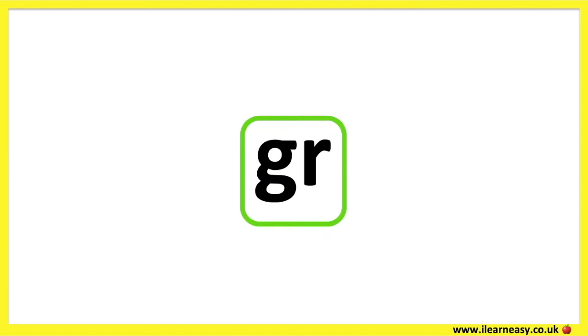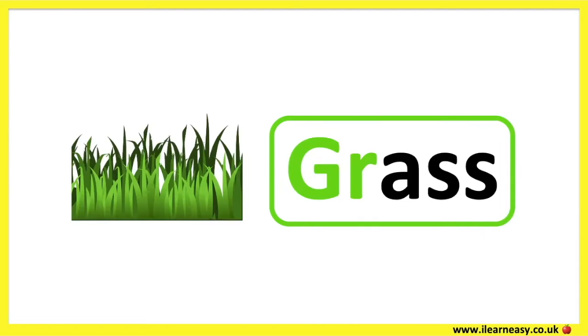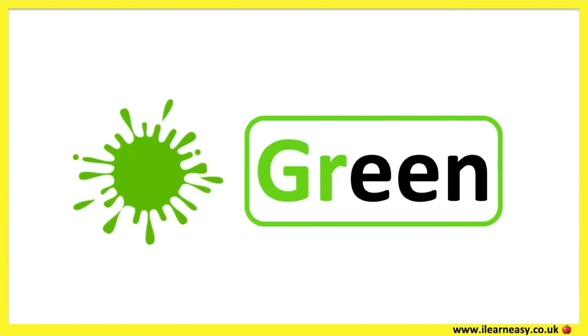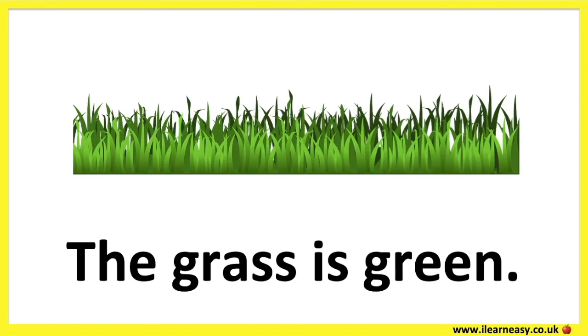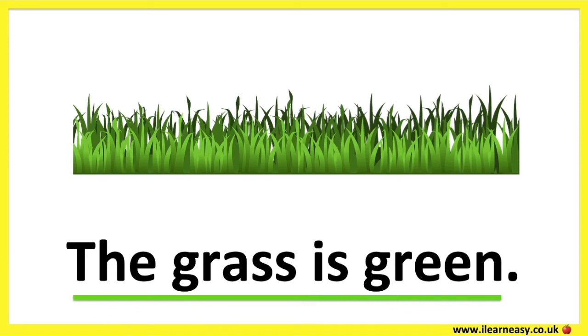The consonants G and R make the gr sound. Gr. Grass. Green. Grapes. The grass is green.